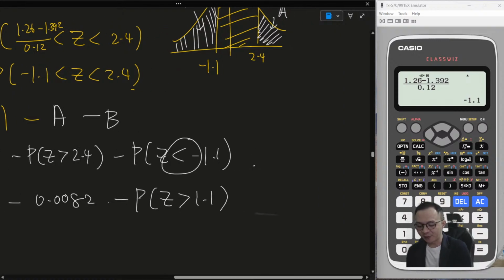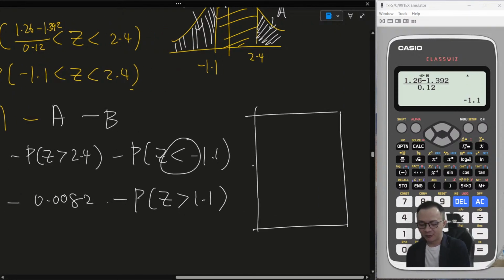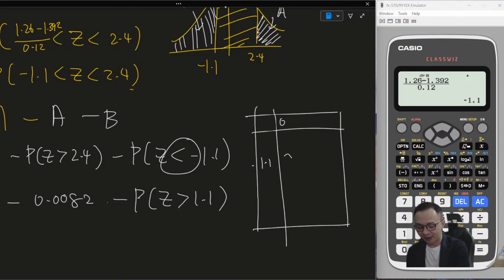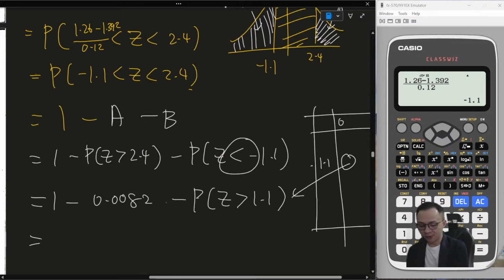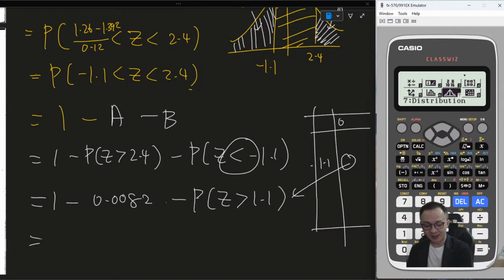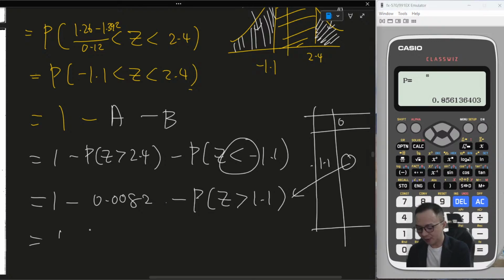Then you find from your table. Look for 1.10. Then take this one as your answer. Insert here. Okay, so then you will get this answer. My lower is negative 1.1, my upper is 2.4. 0.8561. So this is the probability they will export.